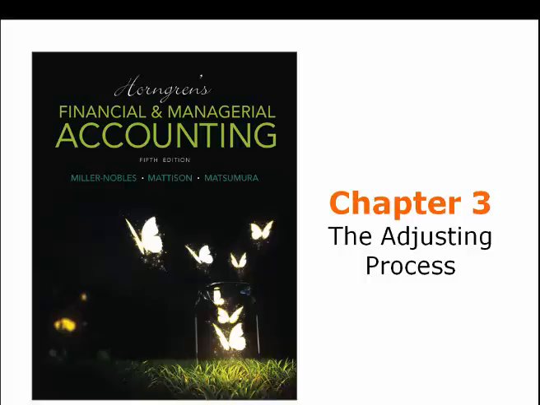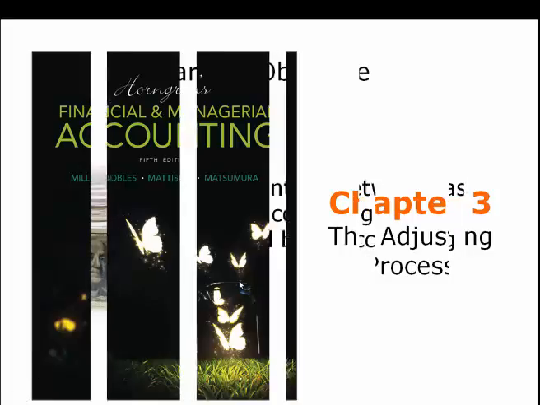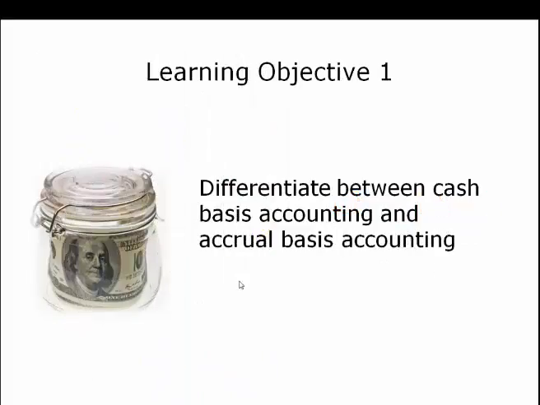What we're going to talk specifically about here in Chapter 3 is that there are adjustments that businesses make in their financial statements that really don't have source documents coming into the business. And what we're going to specifically talk about first is why we do adjustments, and the differences between what's called cash basis accounting and accrual basis accounting.